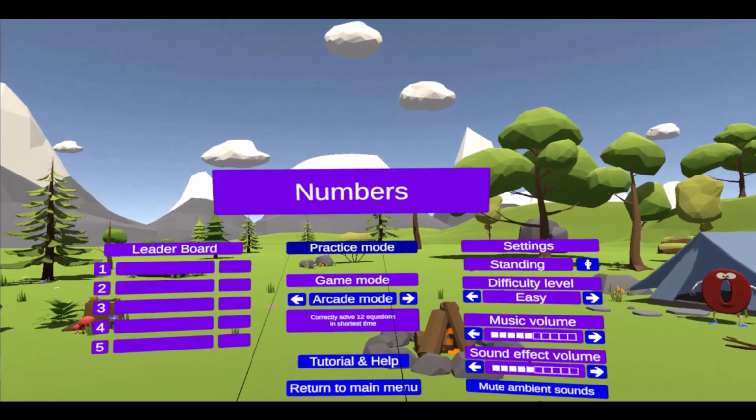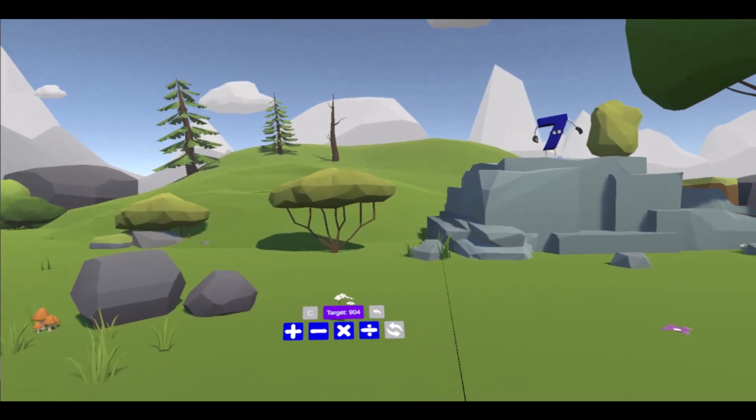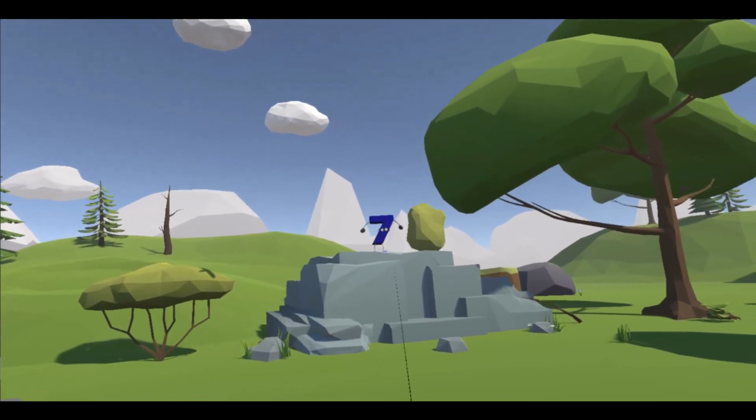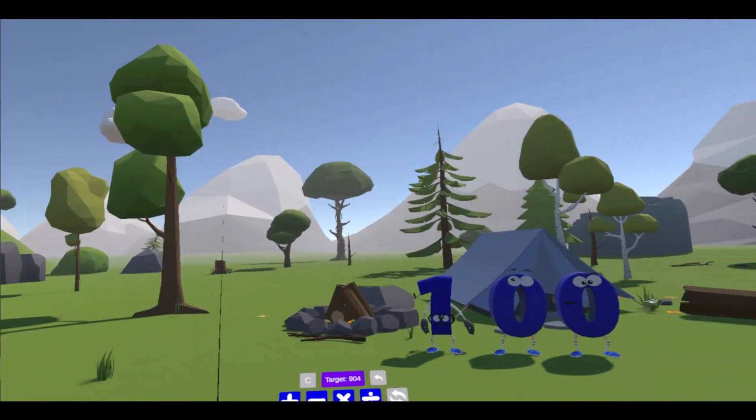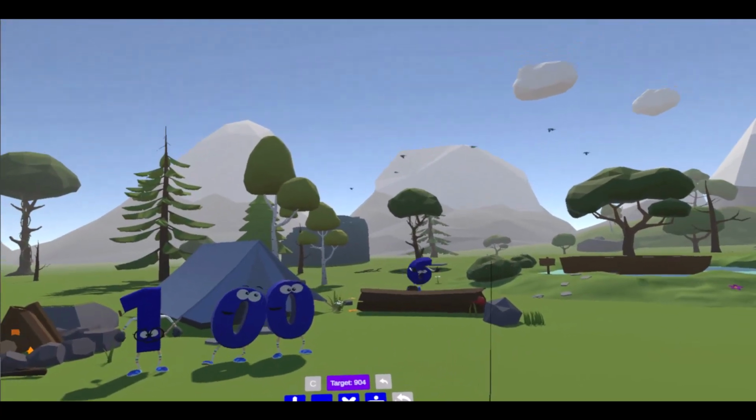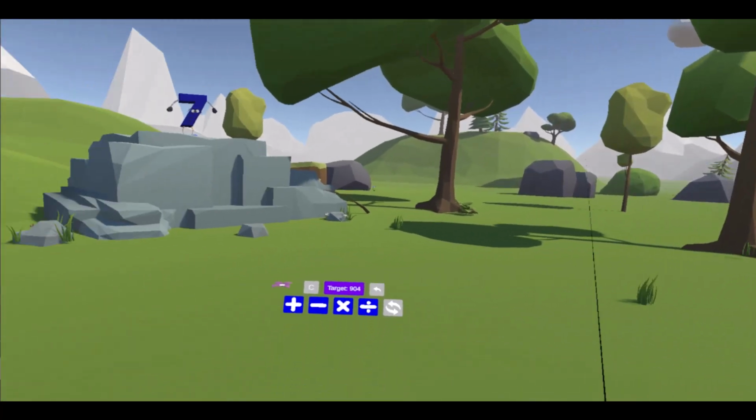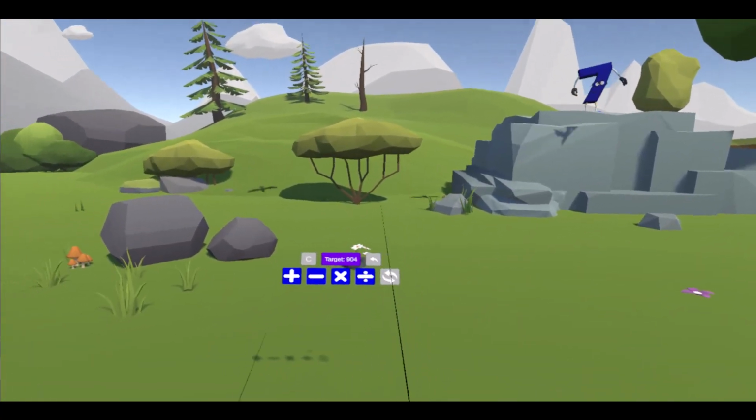So we'll start off in practice mode. So this is practice mode. Now there is no scoring mechanism here. It's literally practice. Now because we're in 360 mode or standard mode, you can see this gameplay all around me. So let's look at the user interface.